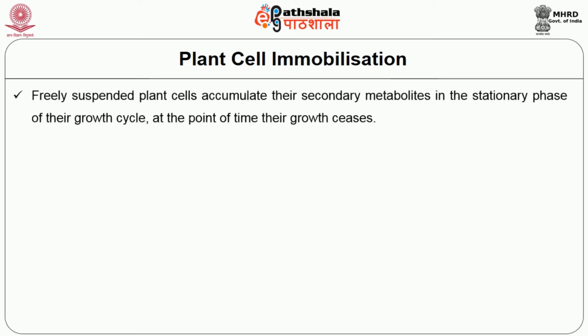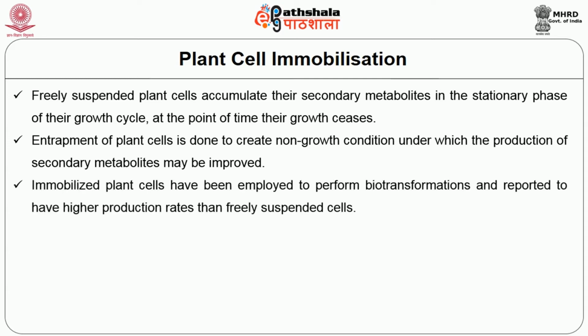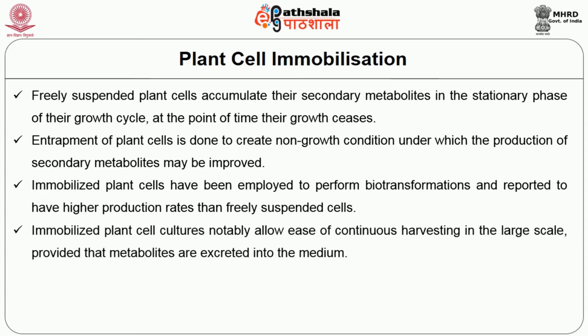Freely suspended plant cells mostly accumulate their secondary metabolites in the stationary phase of their growth cycle. At that point of time their growth ceases. Entrapment of plant cells is one of the means to create non-growth conditions under which the production of secondary metabolites may be improved. Immobilized plant cells have been employed to perform biotransformations and reported to have higher production rates than freely suspended cells. Immobilized plant cell cultures notably allow ease of continuous harvesting on a large scale, provided that metabolites are excreted into the medium.